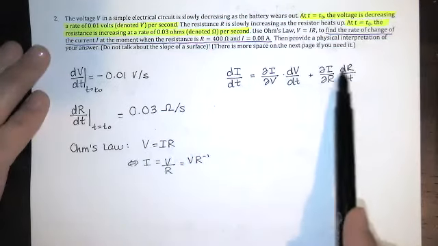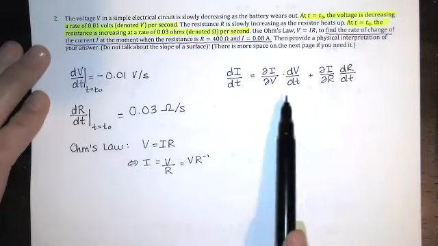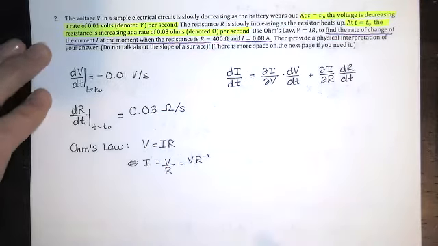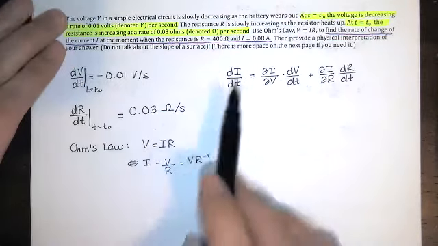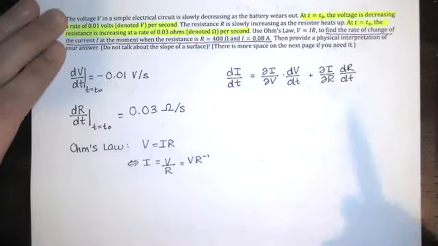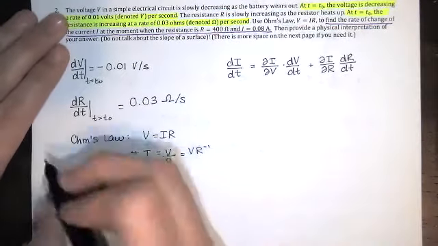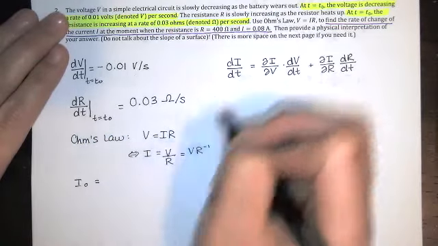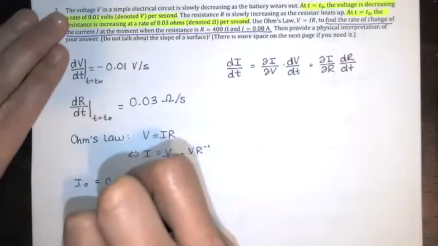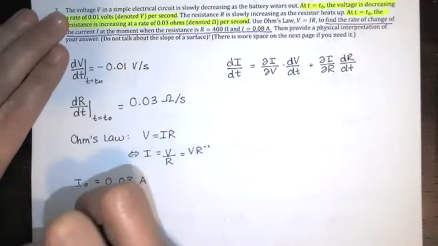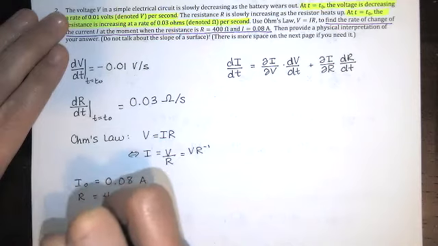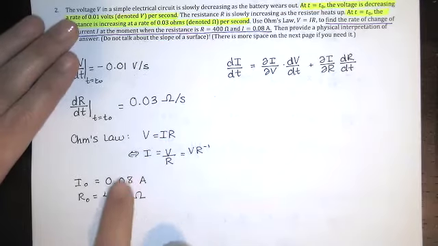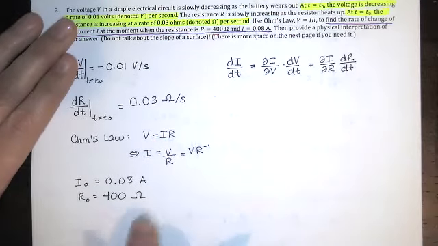So we just need to do some calculations. We actually have dV/dt and dR/dt. They gave that to us. We just need to find the partial of I with respect to V and the partial of I with respect to R at the given values of I and R, and then substitute. So we've got Ohm's law, and I'll call these I naught and R naught. The I value given to us is 0.08 amps, and the resistance is 400 ohms. Call that R naught. Well, I was not given V, but I can find V.